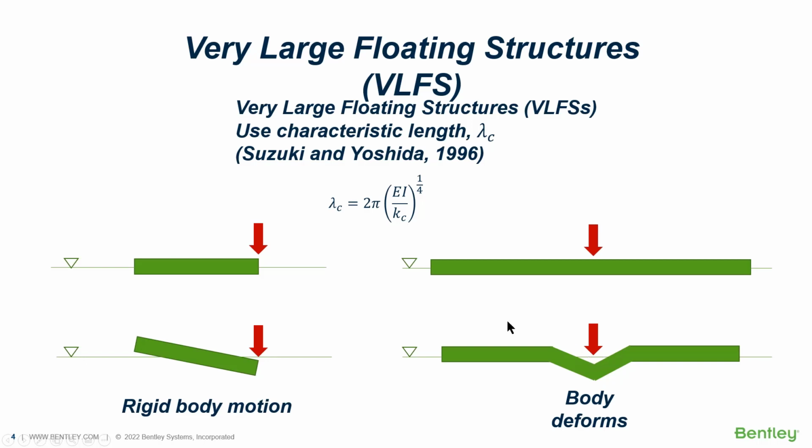As for this relative size of floaters for elastic response, Japanese researchers Suzuki and Yoshida suggest a formula to calculate this characteristic length, lambda c. This length indicates the influence of applied load on elastic deformation. So, if this characteristic length is longer than the wavelength, global response becomes significant. But if it is shorter than the wavelength, we need to catch the elastic response when calculating hydrodynamic forces.